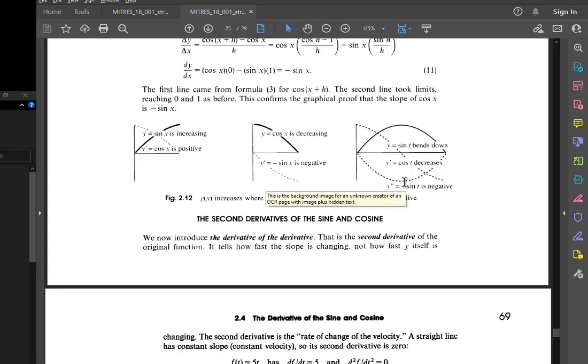Second derivative is positive. Same thing here. If I look at this solid curve, I can see the derivative is positive because I'm sloping upwards, but I'm getting less and less steep. So the second derivative is negative.